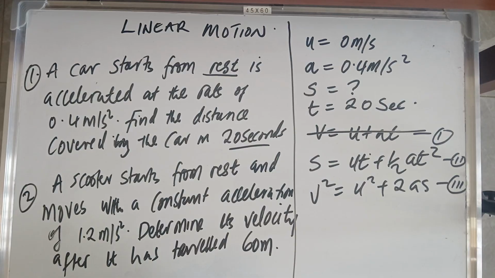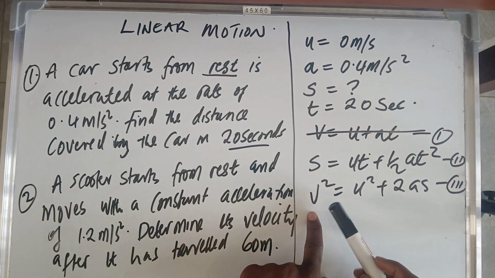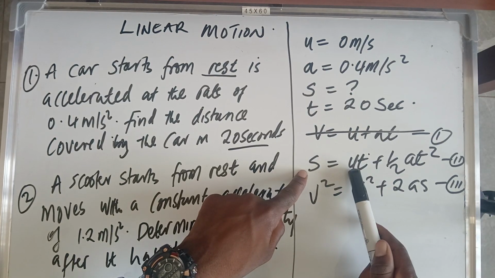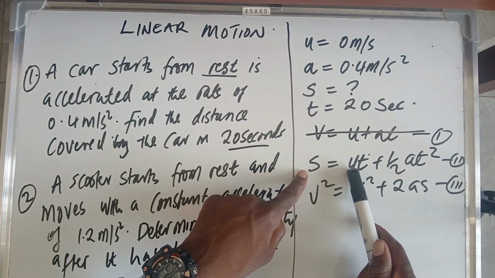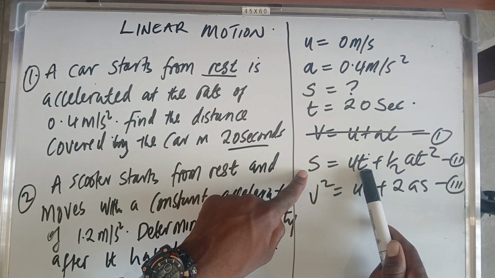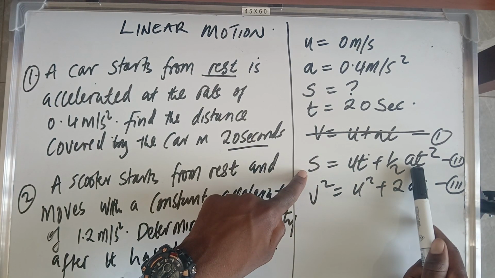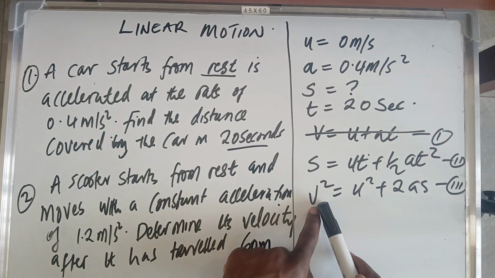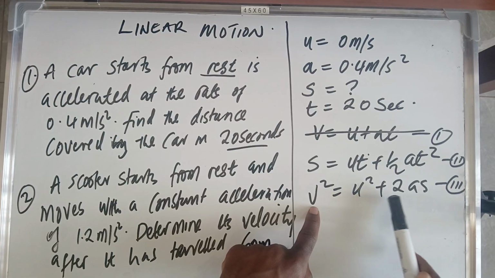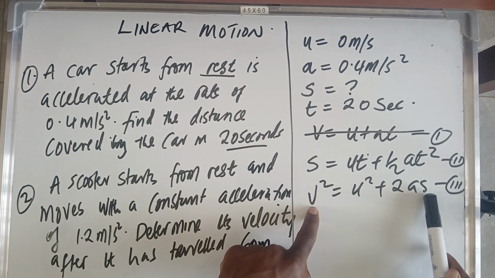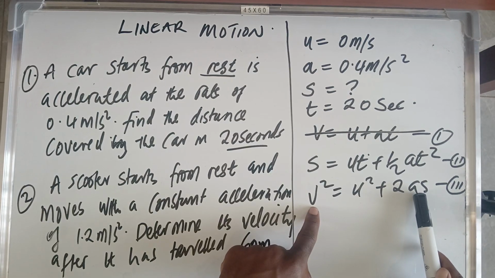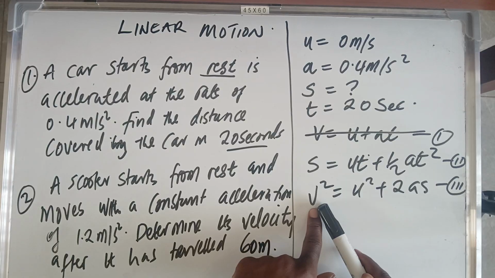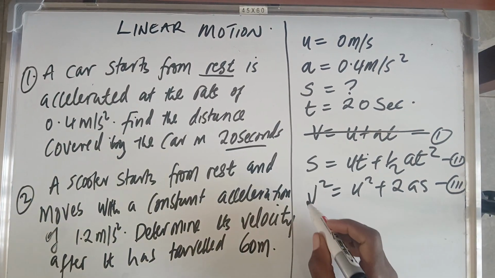What's the second thing? I'm looking for distance. These two equations have got distance. Equation 2 has distance, initial velocity, time and acceleration, all of which have been given. So this looks a good qualification. What about equation 3? Final velocity squared is equal to initial velocity squared plus 2AS. It has the distance I'm looking for, the acceleration and the initial velocity, but it doesn't have final velocity, so I can't use this equation.